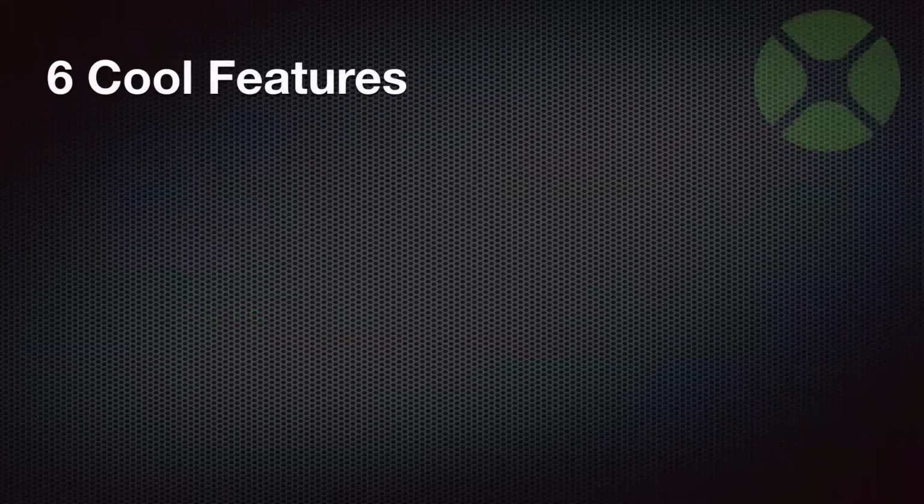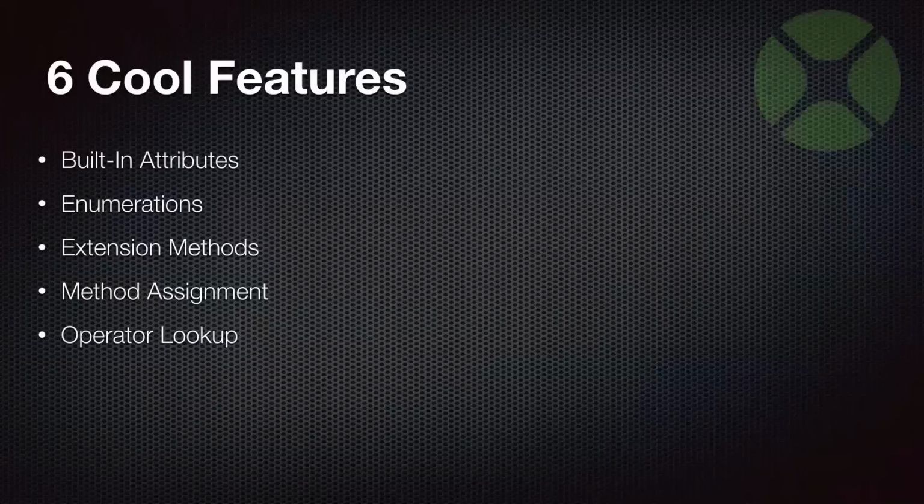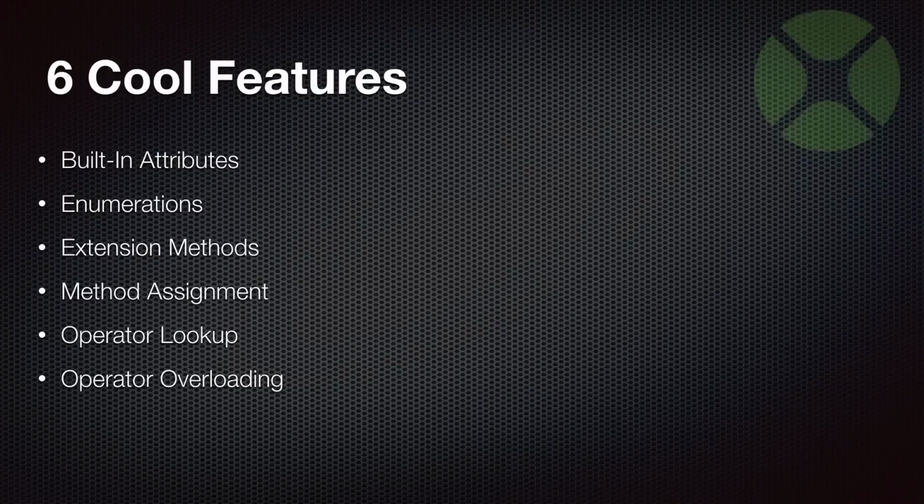Specifically, there are 6 features I'm going to be covering today. We're going to talk a bit about a couple of the built-in attributes that you can use in your projects, enumerations, extension methods, method assignment, the operator lookup feature, and operator overloading in general. So we'll go through a few slides and then we'll jump into Xojo and look at some actual examples.